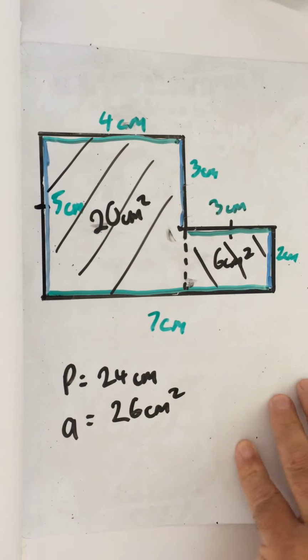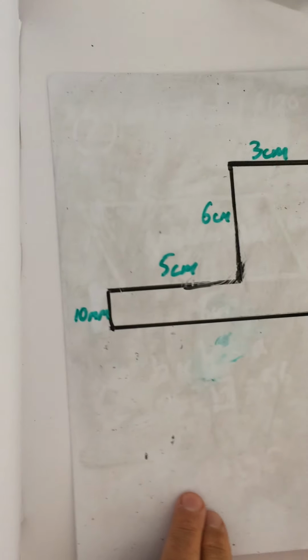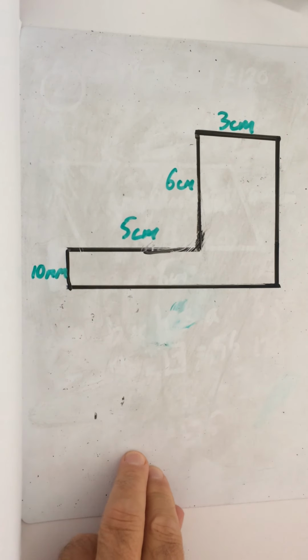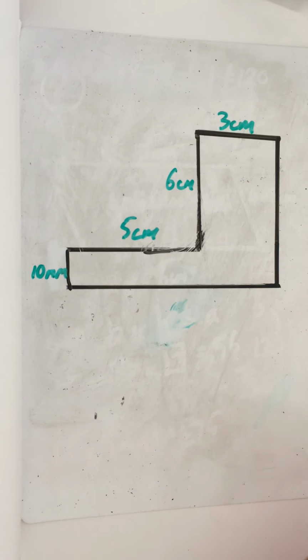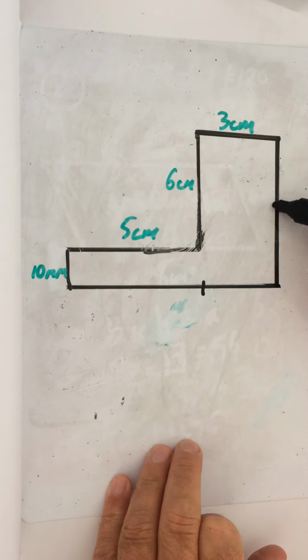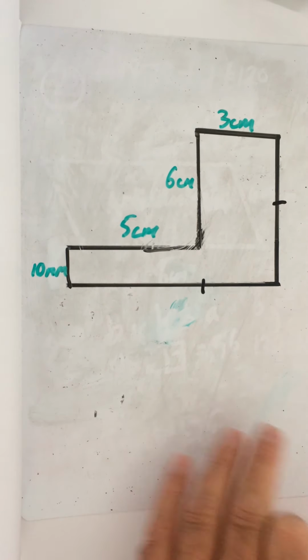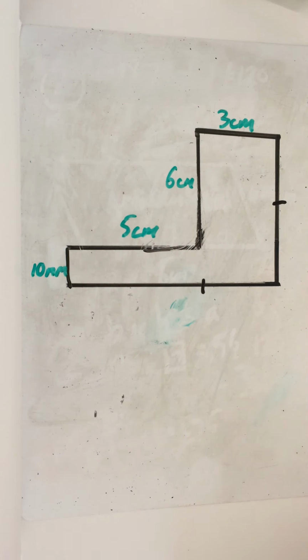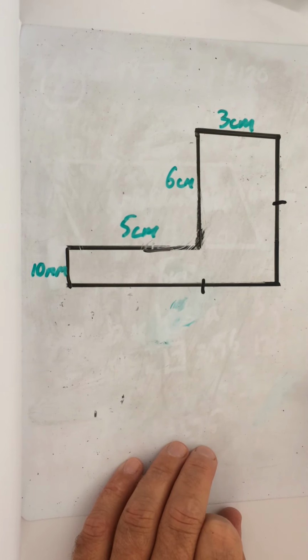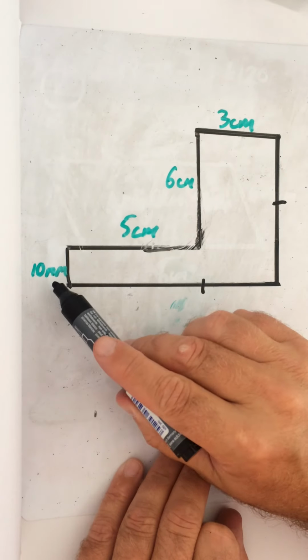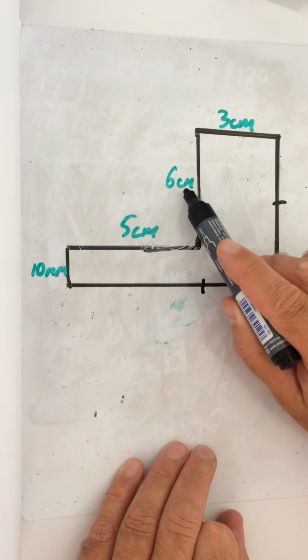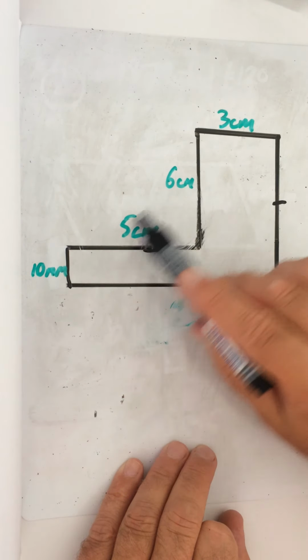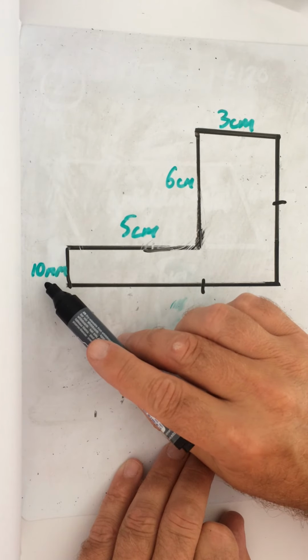Right, let's do another example. So we've got this shape here. Again, I can see that I've got this side missing and this side missing, so I have to find those. My first step is to find my missing sides. Let's have a look. This is 10 millimeters and this is 6 centimeters. Now the 10 millimeters doesn't make any sense.